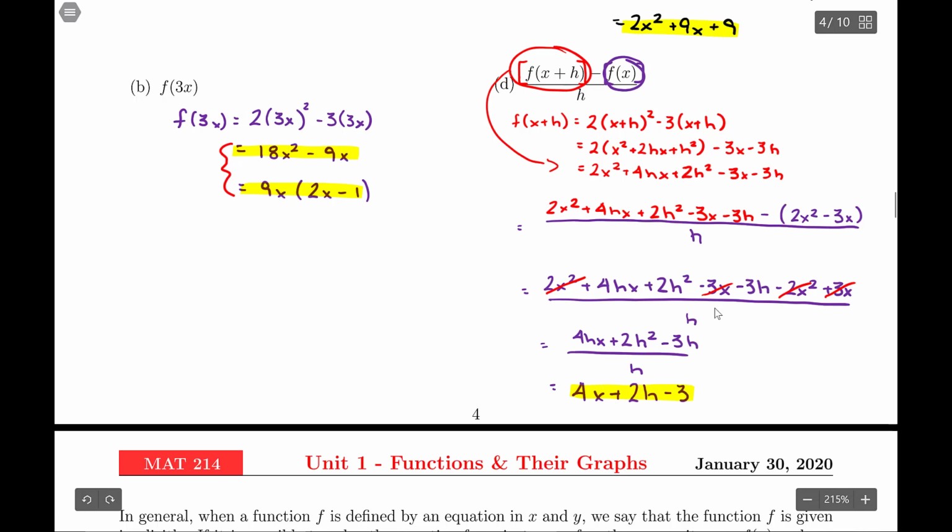So that one does require a little bit more work and a little bit more careful thought and planning as you go through the steps, but it still just boils down to basic algebra. So you just have to be careful with these functions when you're evaluating them, especially the difference quotient.